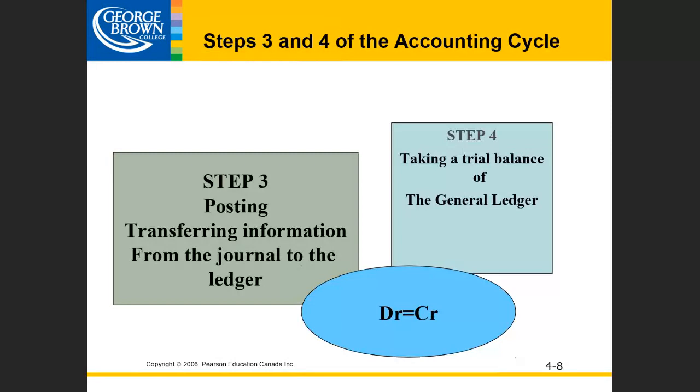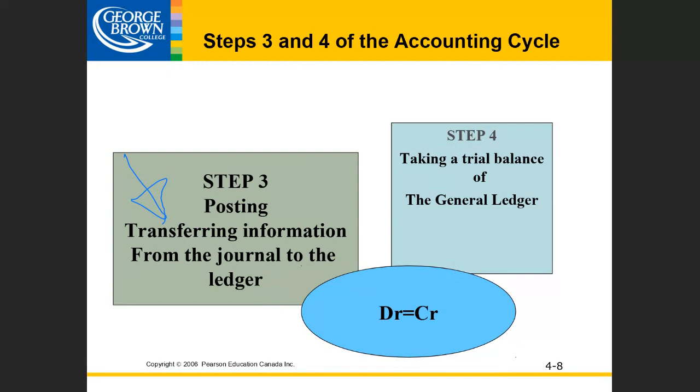So step three, or posting to the general ledger, is essentially just transferring information from the journal to the ledger. In the ledger, you have each of your accounts, and you post the specific changes from each transaction to the specific account, so that we can calculate the ending balance of those accounts to take a trial balance.